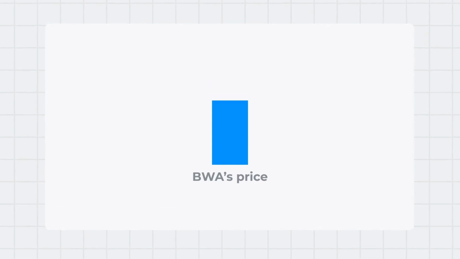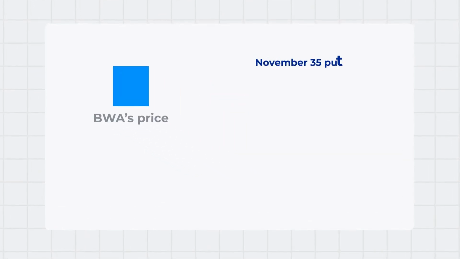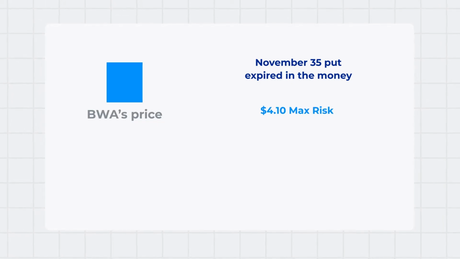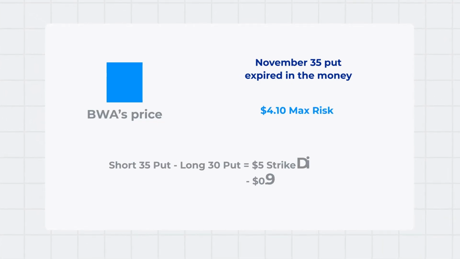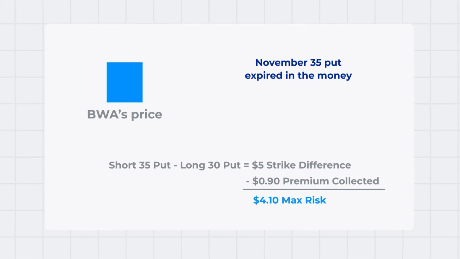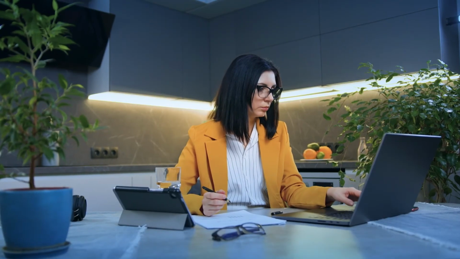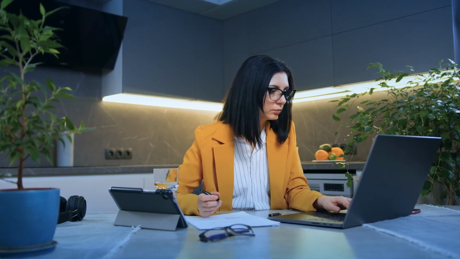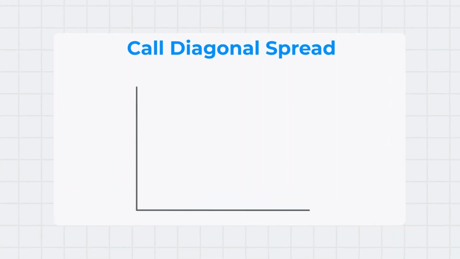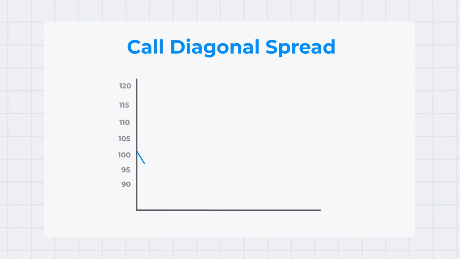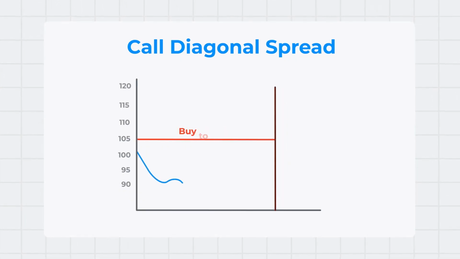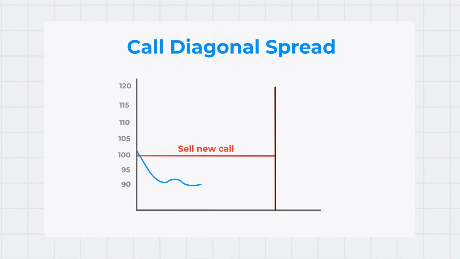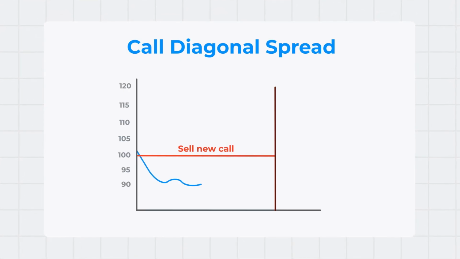If BWA's price dropped and the November 35 put expired in the money, the maximum risk would be $4.10. That's the difference in strikes minus the premium collected. Diagonal spreads are versatile and can be adjusted during the trade if conditions allow for more credit. For a call diagonal, if the underlying price drops, the short option may be bought to close and a new call with a lower strike price may be sold to collect a more significant premium.